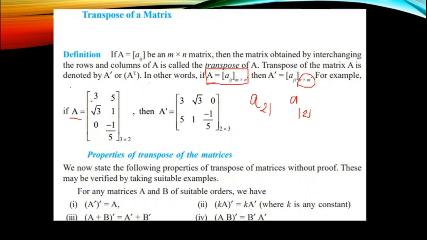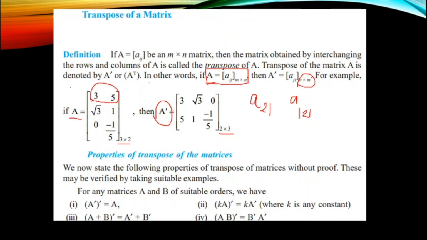Okay. So what is the definition? Rows and columns get interchanged. Now this row will become column. So how will you write? 3, 5. Again, this row will become a column, root 3, 1. Again, this one, that is 0, minus 1 by 3. Is it clear? And it is denoted by A dash. Got it? Did you notice what was the order here? 3 by 2. The order got interchanged, right? 2 by 3. Clear? Okay.